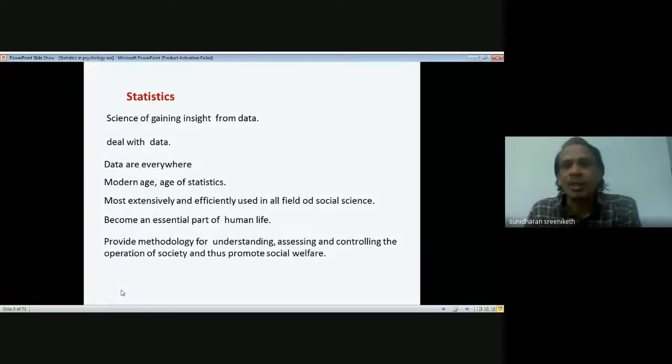Actually, this is a methodology for understanding, assessing, and controlling the operation of society, and thereby promoting social wealth. Many kinds of information are used for understanding the various facets of our social life, assessing it, and also controlling it. So statistics is very important for understanding, assessing, and controlling the operation of society.